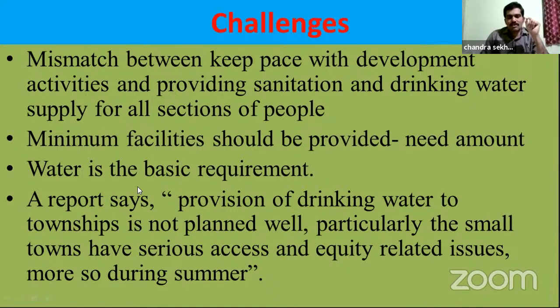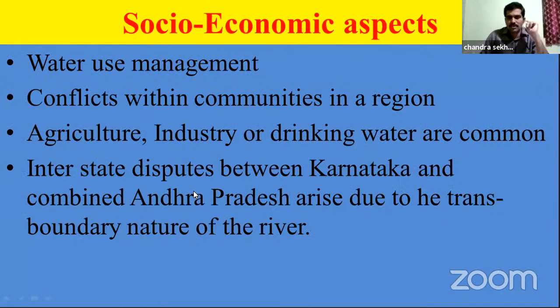So at least we should provide drinking water for every citizen. That is a basic requirement. A report says that the provision of drinking water to townships is not planned well. Nowadays, because of population growth, so many small townships are rising, but water supply planning is not done properly. So many socio-economic aspects are there. Water use management is not planned very well.